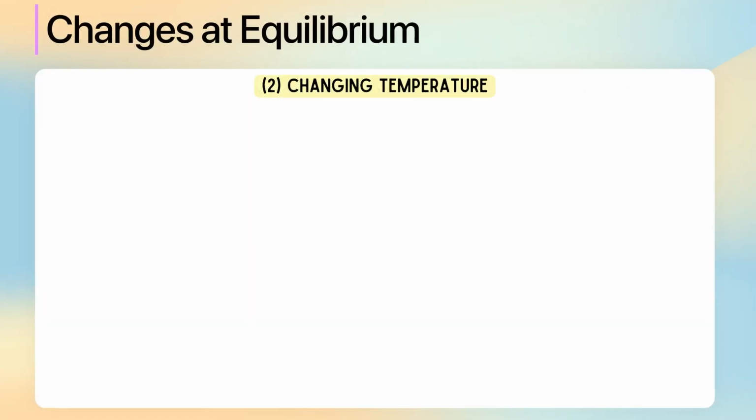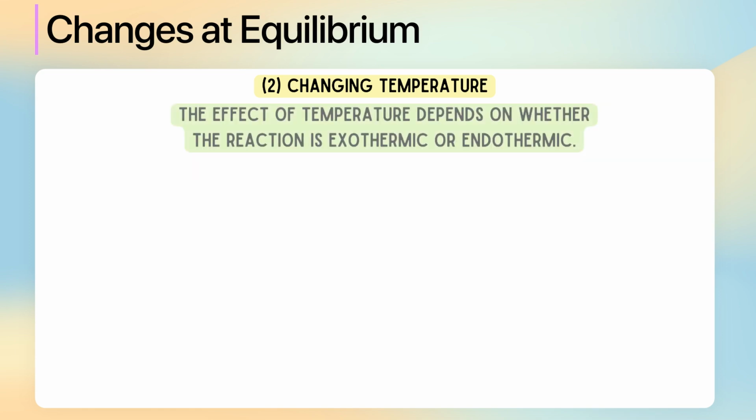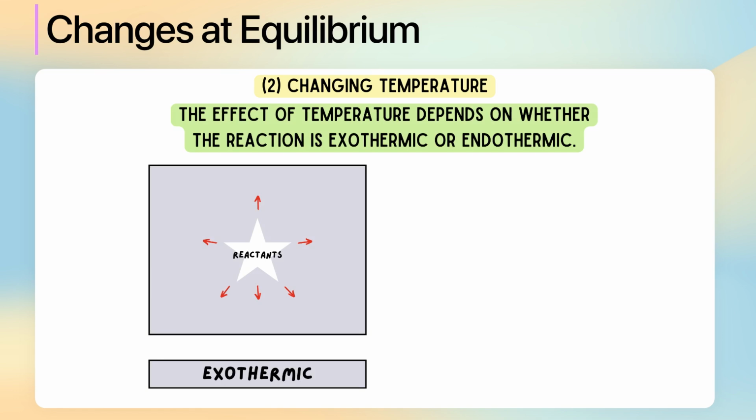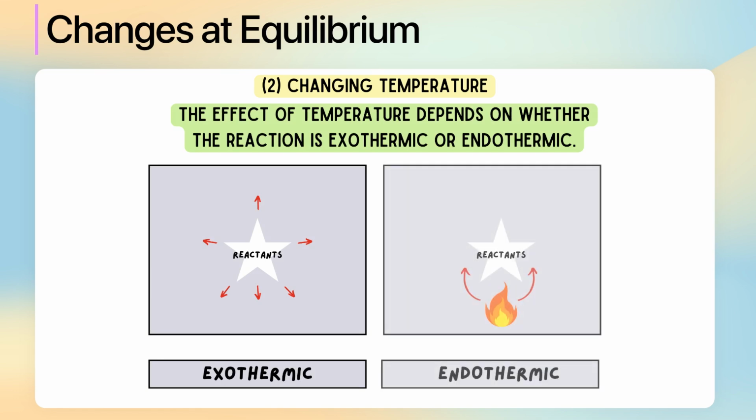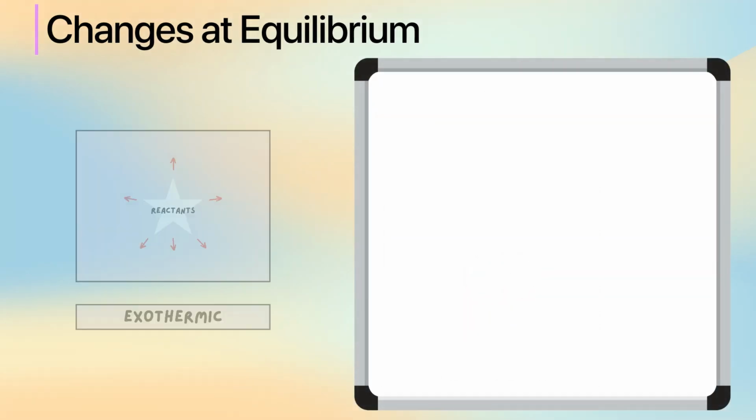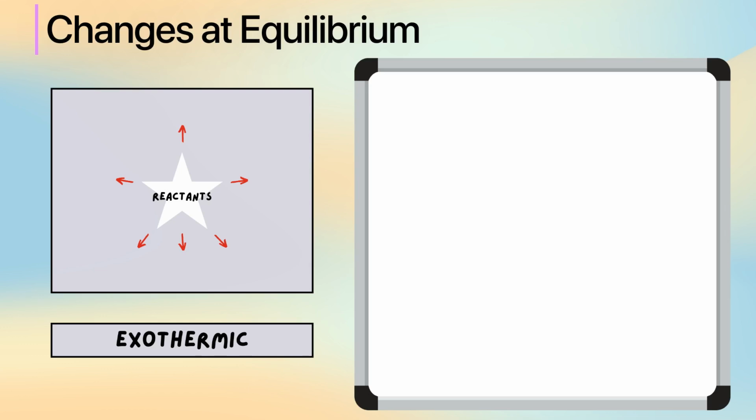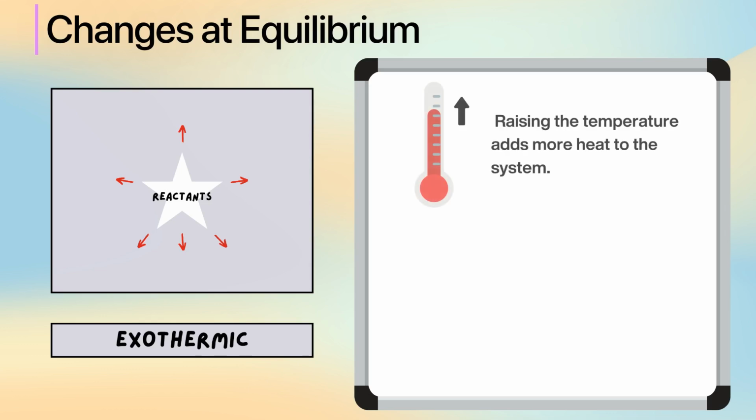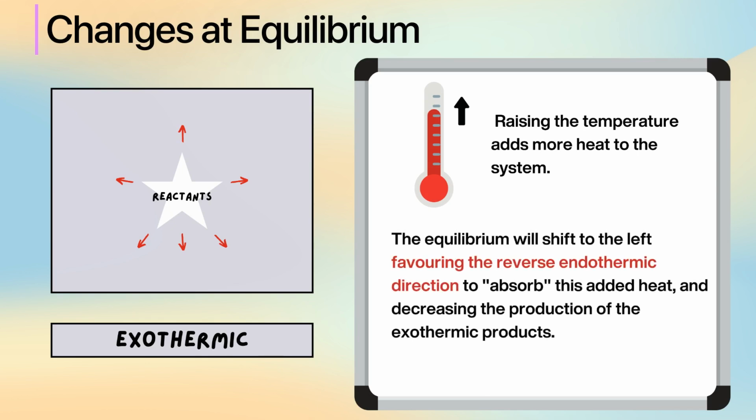Now let's move on to changes in temperature. The effect of temperature changes depends on whether the reaction is exothermic, releases heat, or endothermic, absorbs heat. For an exothermic reaction, where heat is released as the products form, raising the temperature adds more heat to the system. The equilibrium will shift to the left, favoring the reverse endothermic direction to absorb this added heat, thus decreasing the production of the exothermic products and favoring the reactants.